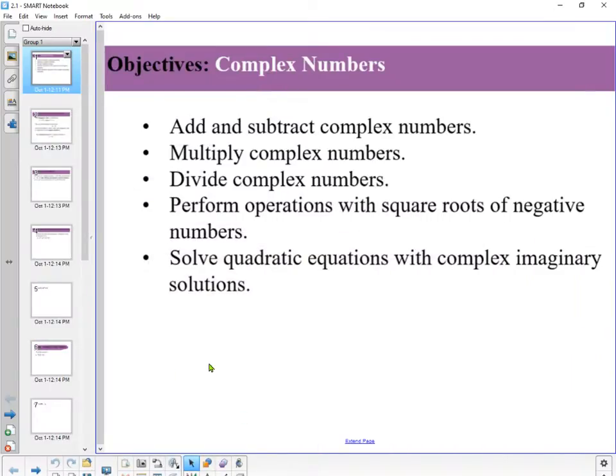So, here's your success criteria. I gotta fix this over here. Oh, that's not my eraser. So, what we're working on.